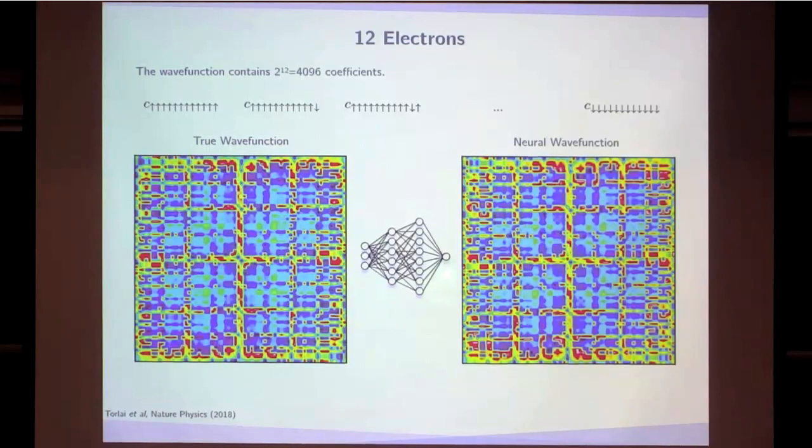Because now we don't have 2 to the n parameters anymore, but we have as many weights as in the network. That's where the wave function is encoded. So I could have just plotted the same square, but with the value of the parameters, and that would encode the same information. It would be the same. So I guess that's kind of the philosophy behind this.